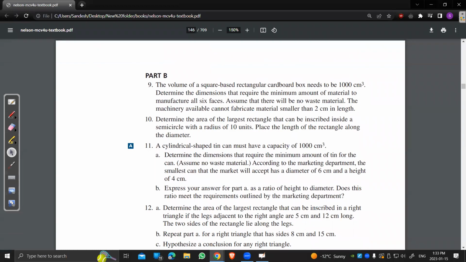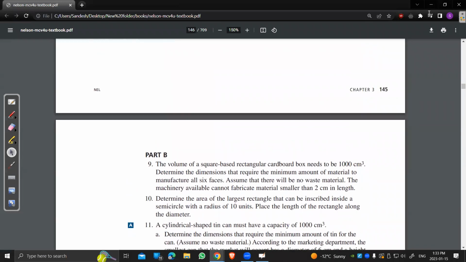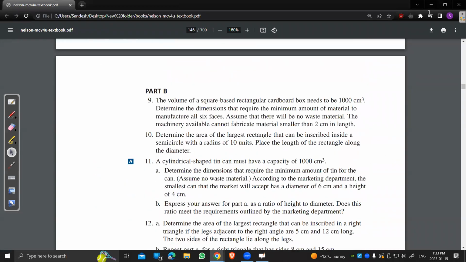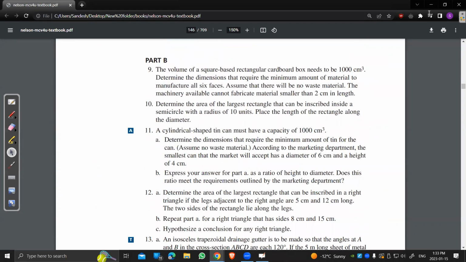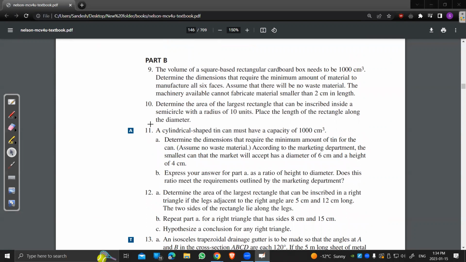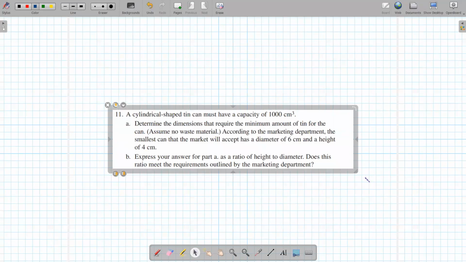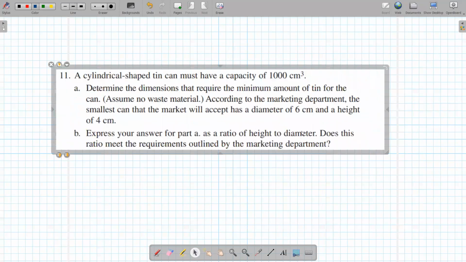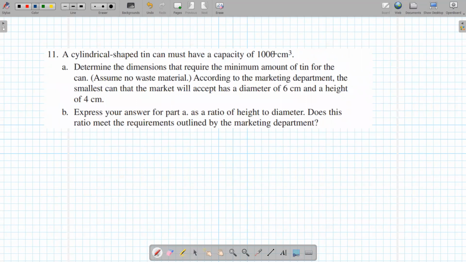What about a different diagram? The cylinder one is looking spicy, I guess. So we need a cylinder to have a volume of 1,000 centimeters cubed. Determine the dimensions that require the minimum amount of tin for the can.